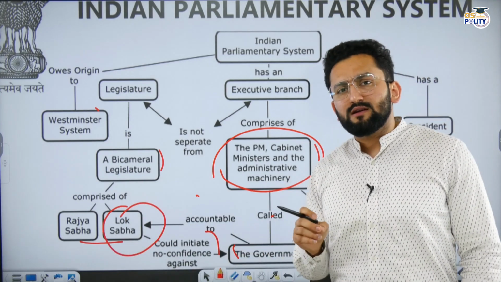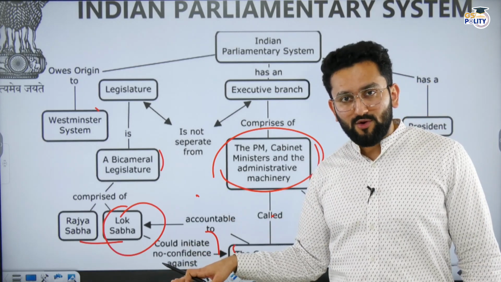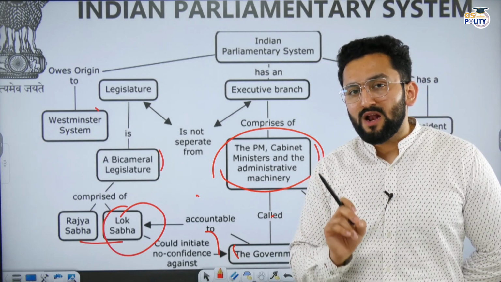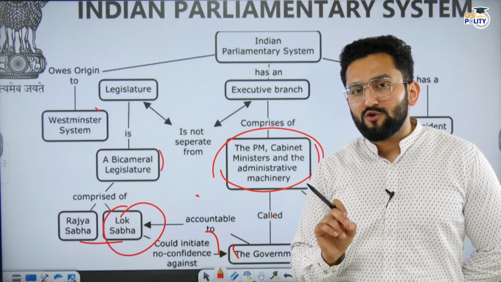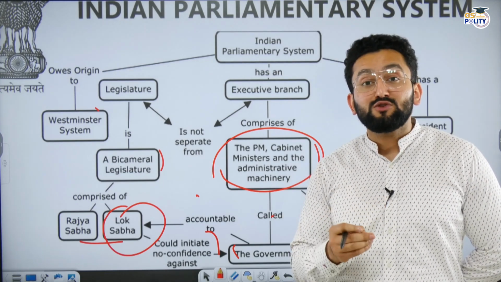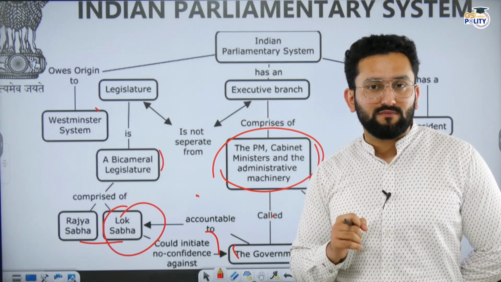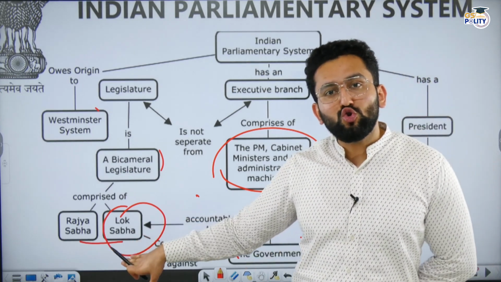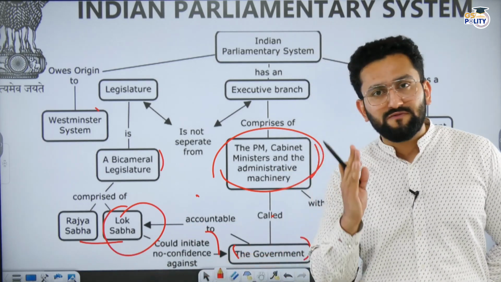And why we are saying that government is responsible to Lok Sabha? Okay, please remember, when this word is used, parliamentary system of government, you will find a sentence that in parliamentary system of government, executive is responsible to legislature. But when it is used parliamentary system of India, you should be very specific here, that government at the center is responsible to Lok Sabha. Because UPSC has asked this statement in 2015 prelims.